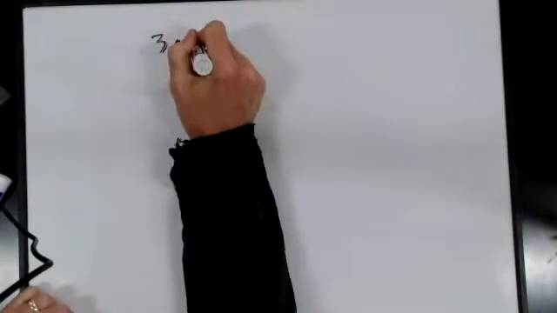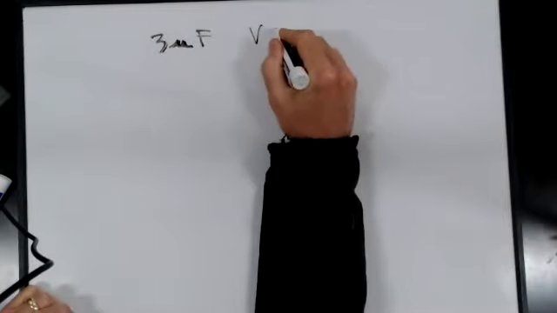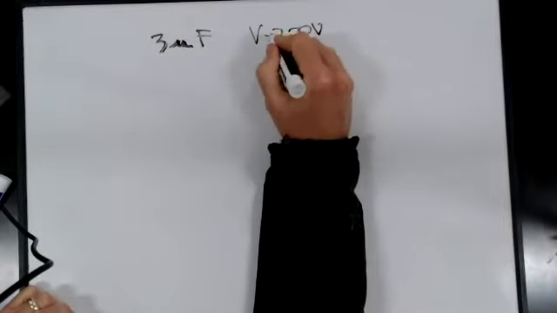Can you do number 3 on the exam 2? A capacitor of capacitance 3 microfarads has a voltage of 200 volts across it. What is the charge in coulombs on the plates of the capacitor?